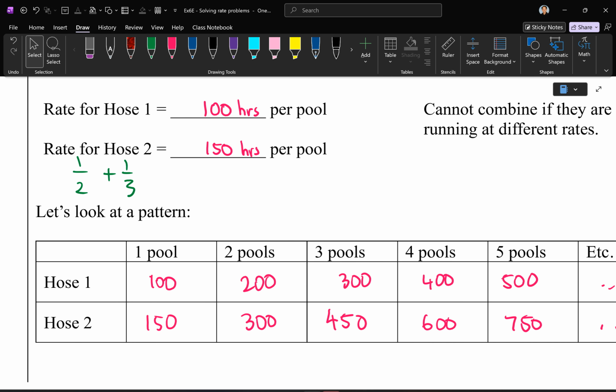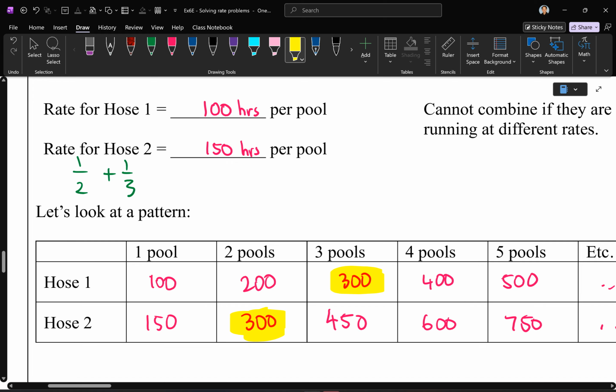5 pulls is 500. It carries on. Then I look at the same thing for the second hose. Second hose is 1 pull is 150 hours. 2 pulls is 300 hours. 3 pulls is 450. 4 pulls is 600. And then 5 is 750 and onwards. But what we can see here is that there was a time where they both have something in common.